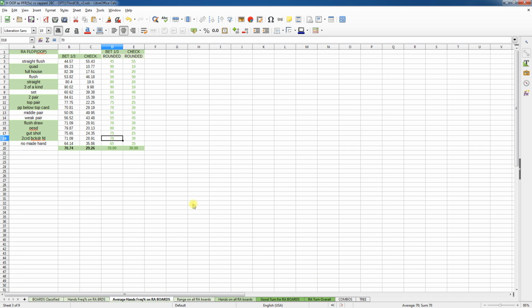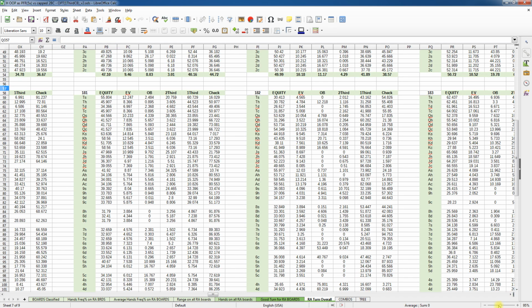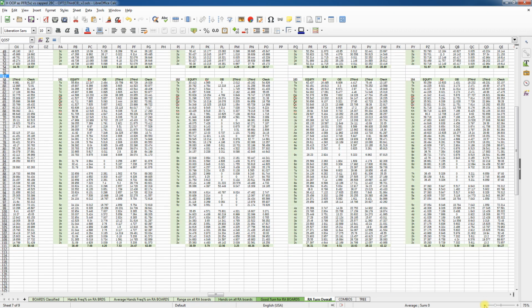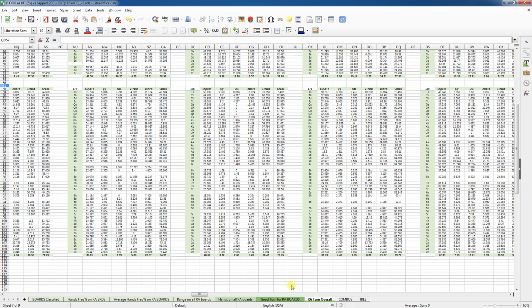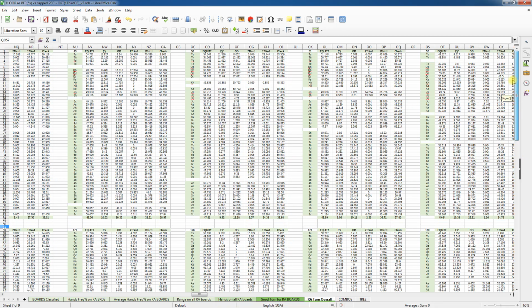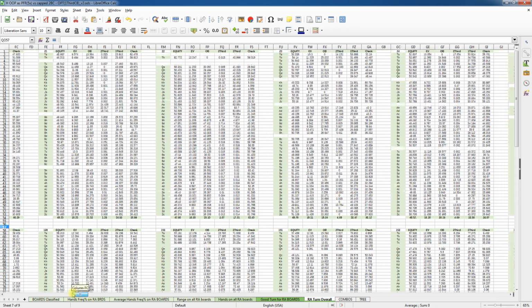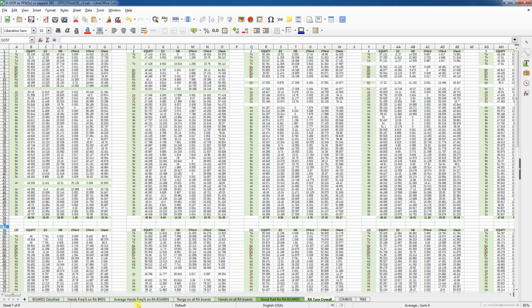So after that, I just took every turn report on every flop. And those are what you see here. Basically, when I bet and villain calls, we go to the turn. I extracted every turn result and pasted them here.